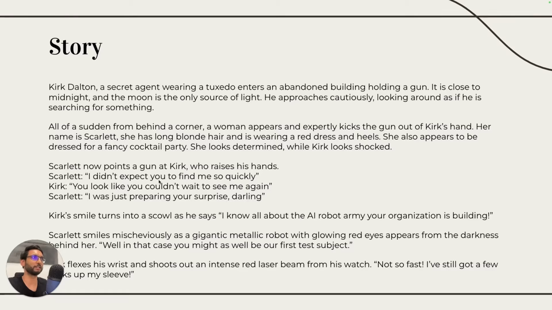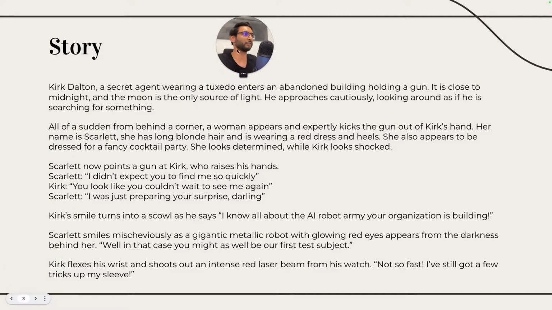Scarlett, I didn't expect you to find me so quickly. Kirk, you look like you just couldn't wait to see me again. Scarlett says, I was just preparing your surprise, darling. Kirk's smile turns into a scowl as he says, I know all about the AI robot army your organization is building. Scarlett smiles mischievously as a gigantic metallic robot with glowing red eyes appears from the darkness behind her. Well, in that case, you might as well be our first test subject. Kirk flexes his wrist and shoots out an intense red laser beam from his watch. Not so fast. I've still got a few tricks up my sleeve.